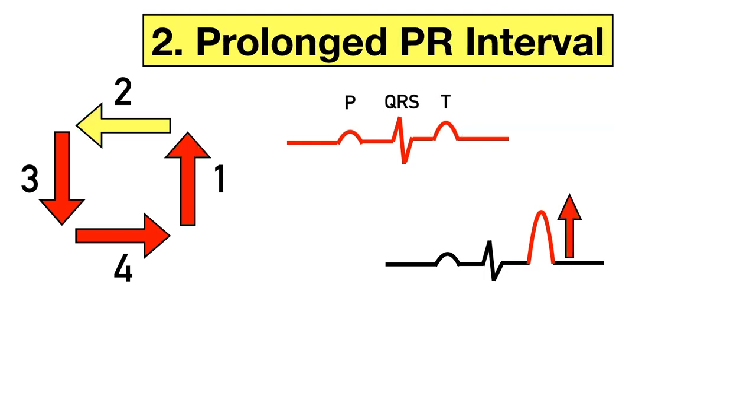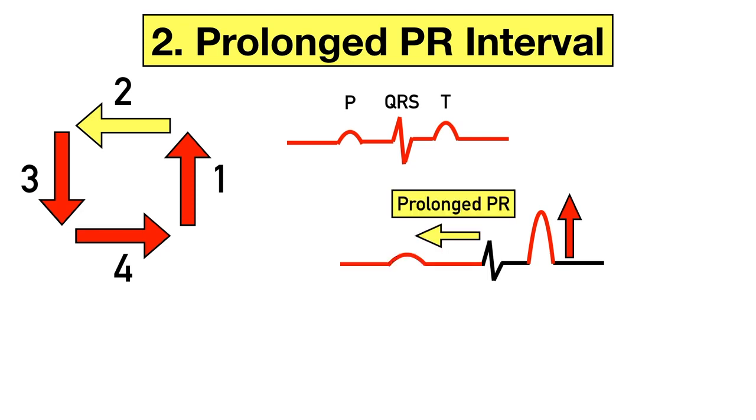After the up arrow, we move counterclockwise to the arrow pointing to the left. The next EKG changes to occur are widening of the P waves and PR interval prolongation. This refers to a P wave that is wider than normal and a longer time than normal between the P wave and QRS complex. And the left arrow will help you remember that.